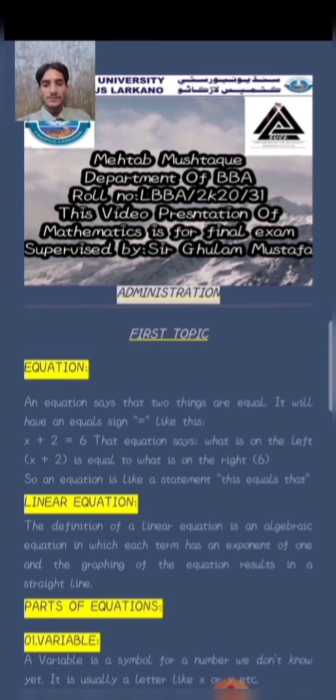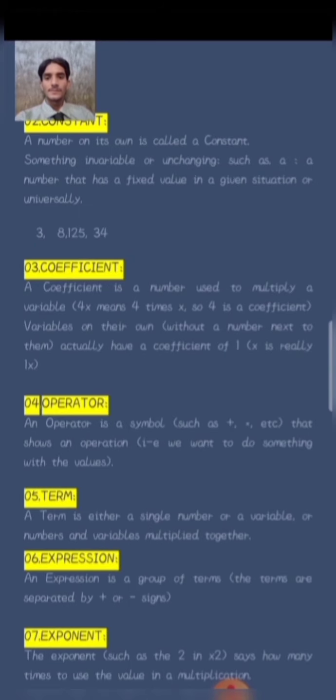A linear equation. The definition of a linear equation is an algebraic equation in which each term has an exponent of 1, and graphing the equation results in a straight line. Parts of an equation. Number one, variable. A variable is a symbol for a number we don't know yet. It is usually a letter like x or y, etc. X, Y, Z, A, B, C.